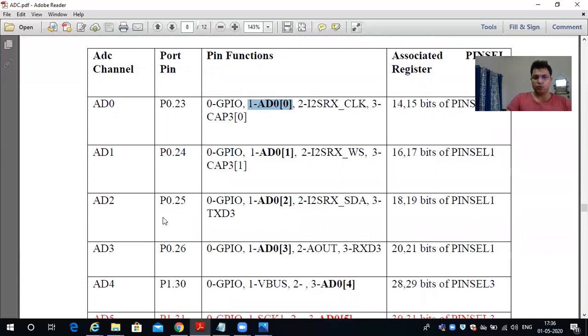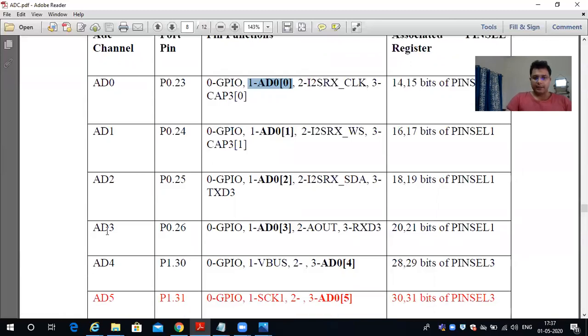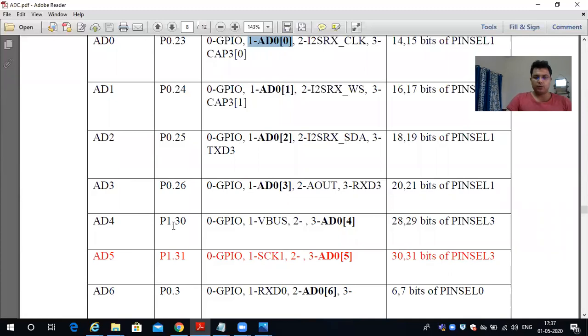Likewise for AD2, port number 0, pin number 25, and the function is still 1. AD3 also has function 1, AD4 is port number 1, pin number 30, and AD5 is port number 1, pin number 31. But here there is one change. Now the function is no more 1. The function number is 3 now.